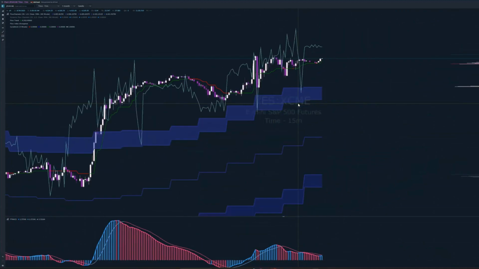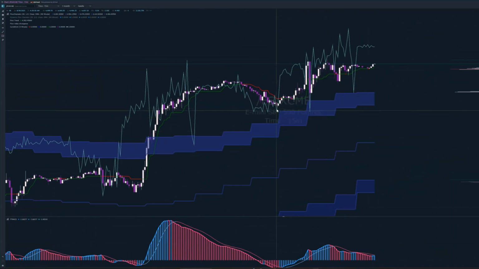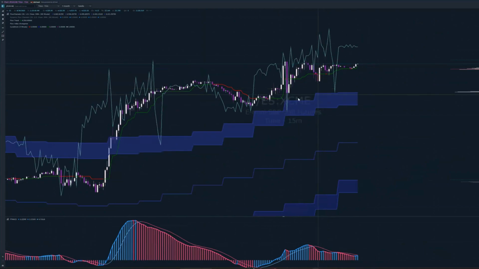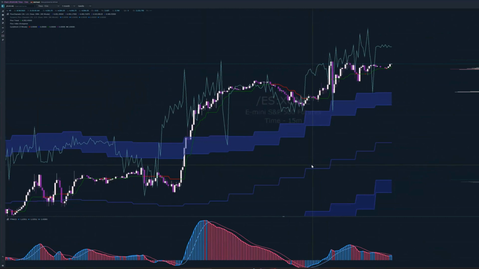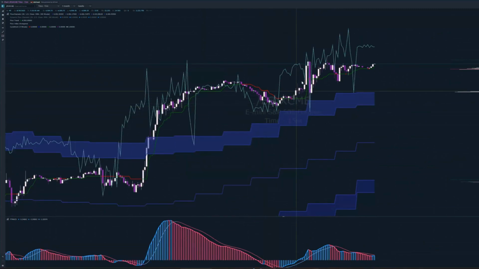So now we're going to take a look at some of our setups. The setups are outside shots, which is where we break out, come back in and test it, and then we go. I can't see what time this is with my chart being full screen like this, but we see this outside shot. We go aggressive, we shoot up, and then a very aggressive candle down.